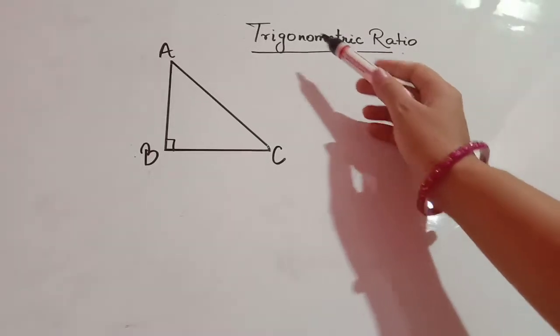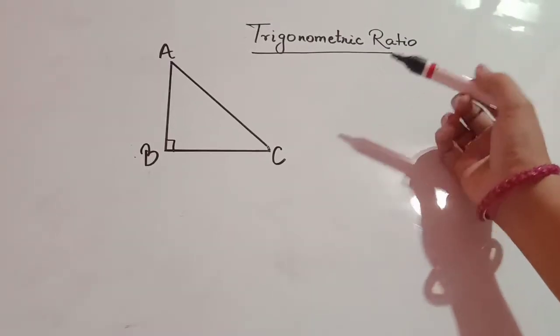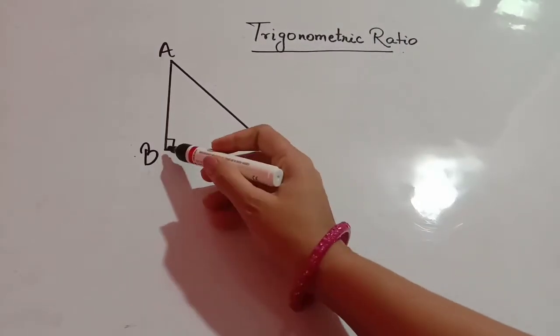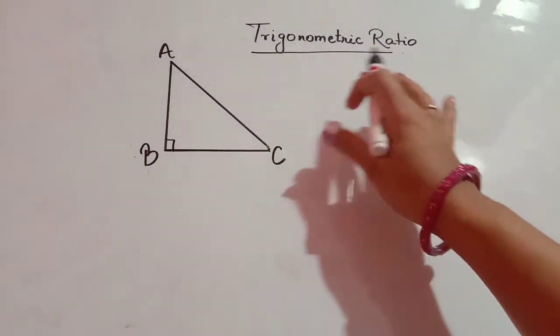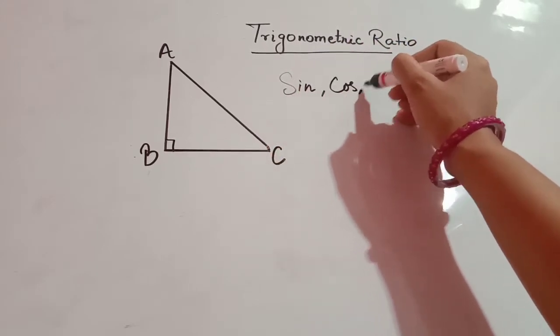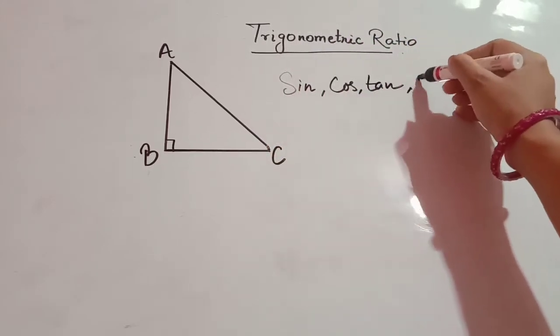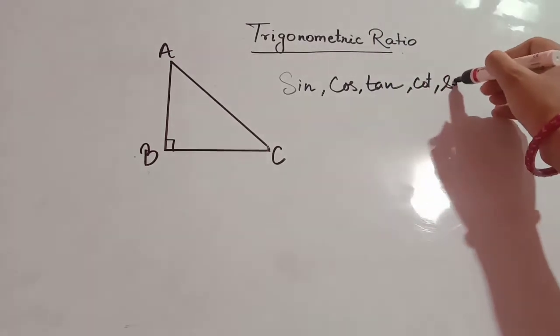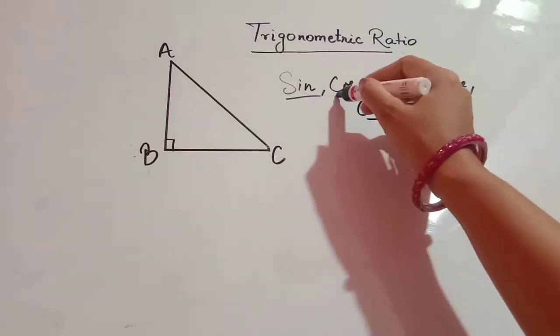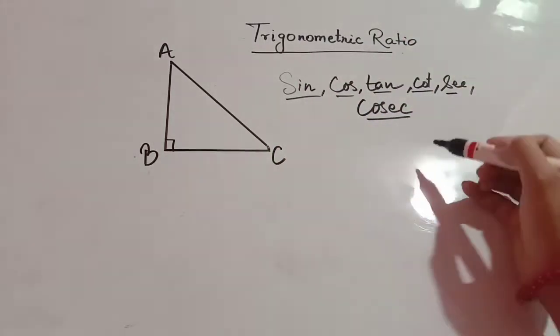In this video, we learn about trigonometric ratios, and this is the first introduction class. This is a right angle triangle, right angle at B. Now we have 6 trigonometric ratios, that is sine, cos, tan, cot, sec and cosec. These are the 6 trigonometric ratios.